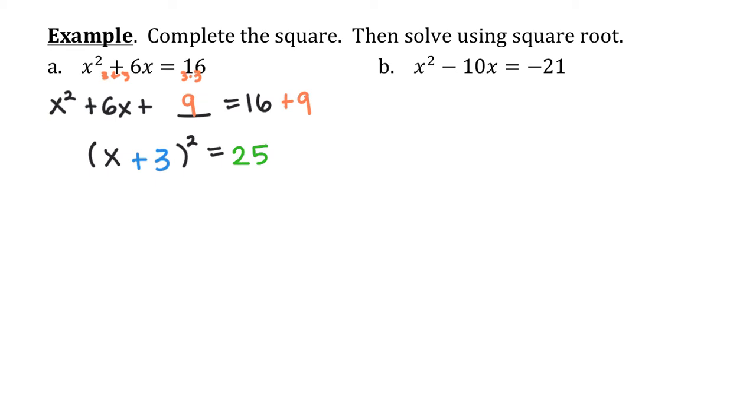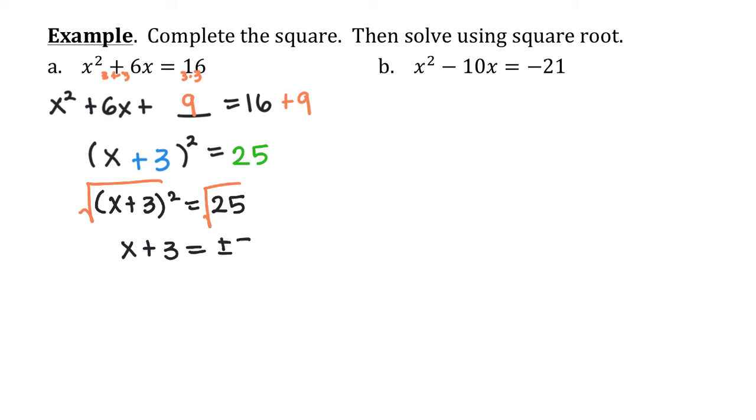Now that it looks like this, I can solve it using square root. And I'm just rewriting it to show the step. Now I can do all the steps we've been doing by solving using square root. So I'll square root both sides. X plus 3 equals, the square root of 25 is 5, but I'm going to also include negative 5 because when I square negative 5, I also get positive 25. Subtract the 3 over.